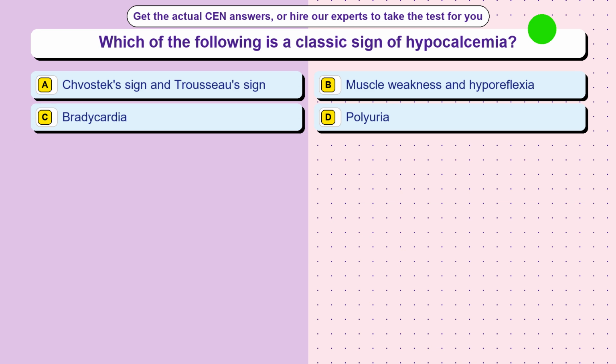Question 44. Which of the following is a classic sign of hypocalcemia? Option A, Chvostek's sign and Trousseau's sign. Option B, muscle weakness and hyporeflexia. Option C, bradycardia. Option D, polyuria.